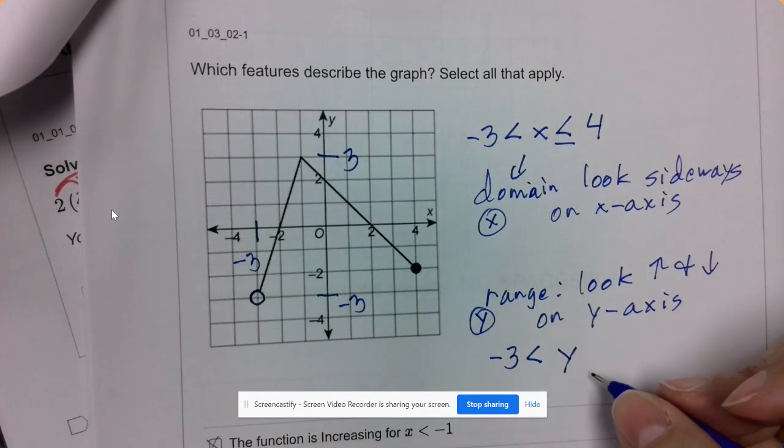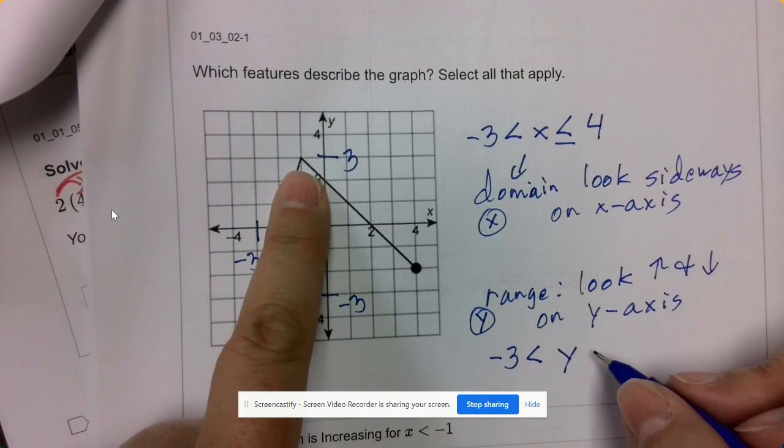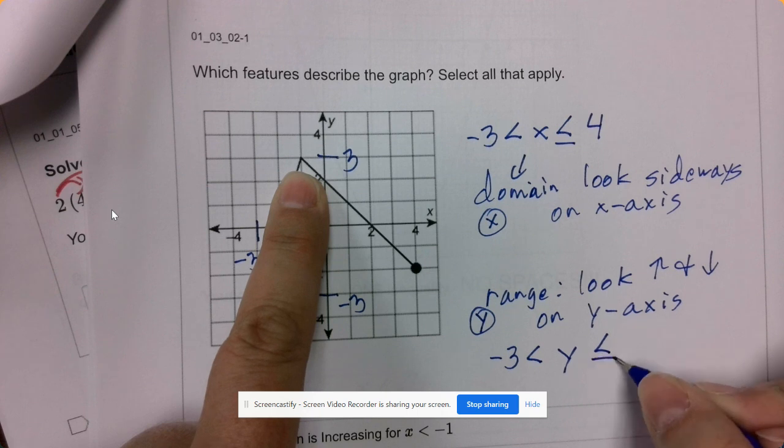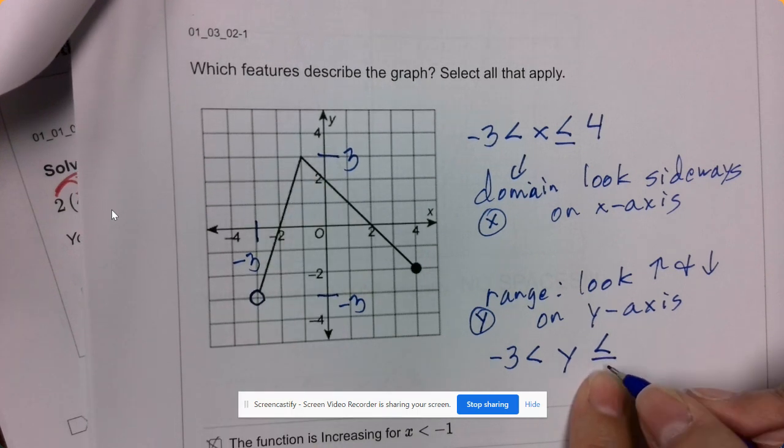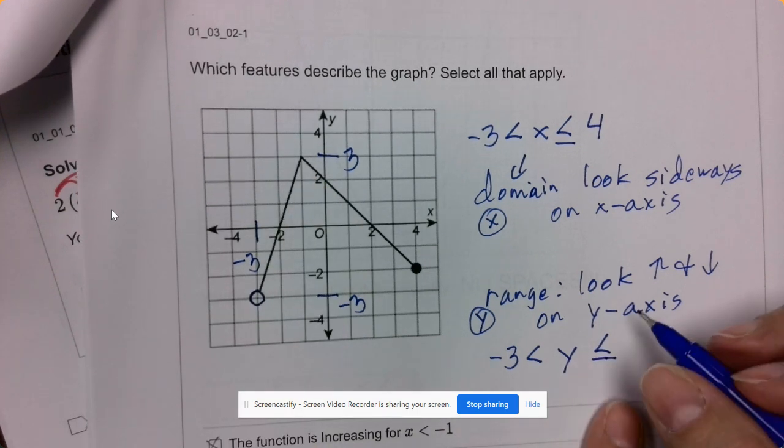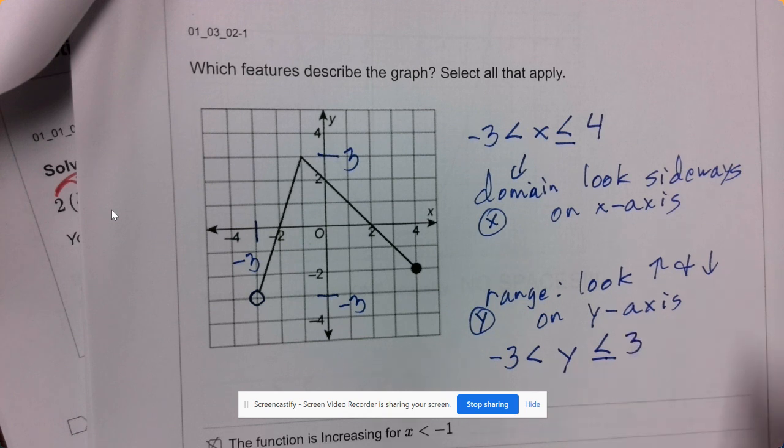Okay. It has a solid line right there, so it's going to be included. So we're going to have the equal sign, so less than or equal to 3 for the range. Not included.